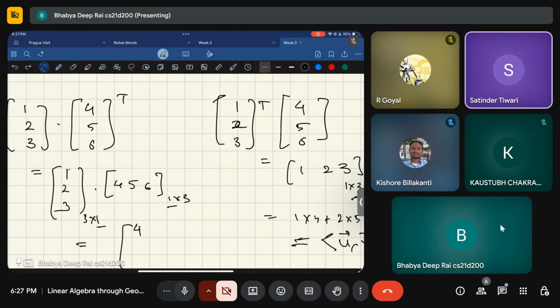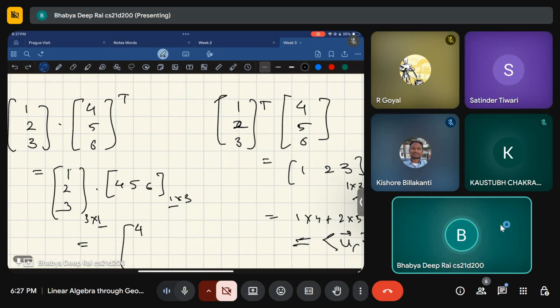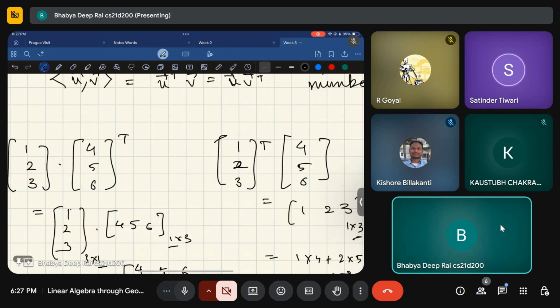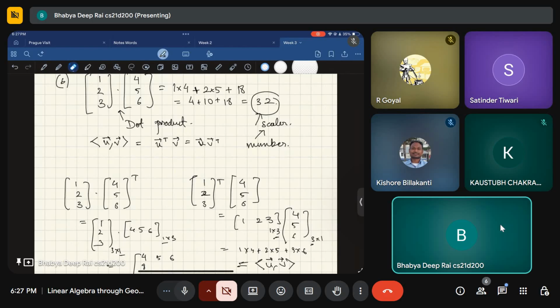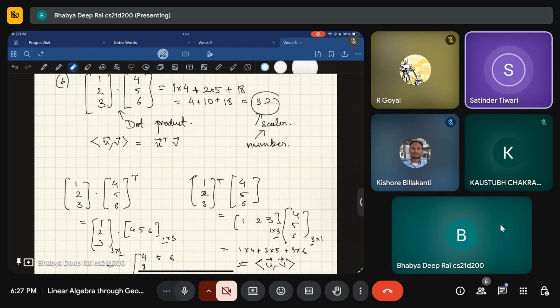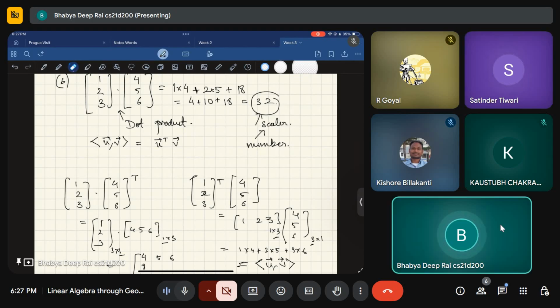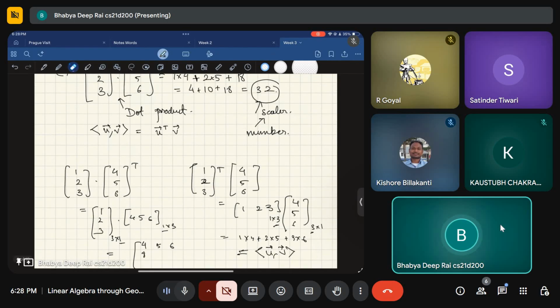Transpose of 4, 5, 6 multiplied by 1, 2, 3, that can be done. That's an important point, so let's do that. Transpose of 4, 5, 6 multiplied by 1, 2, 3 is valid, which is nothing but row 4, 5, 6 multiplied by 1, 2, 3. And that is 4 plus 10 plus 18.